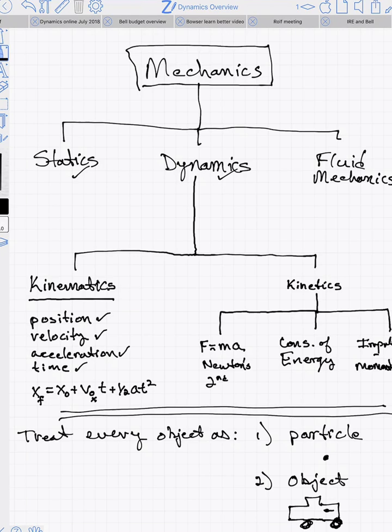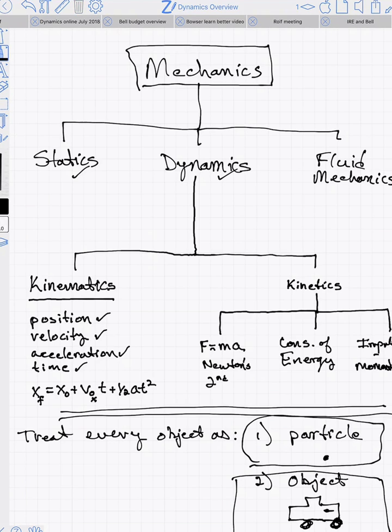If you look at the way the book is laid out, the first few chapters go through and apply kinematics and kinetics to a particle, and then the second few chapters do that same thing for an object.